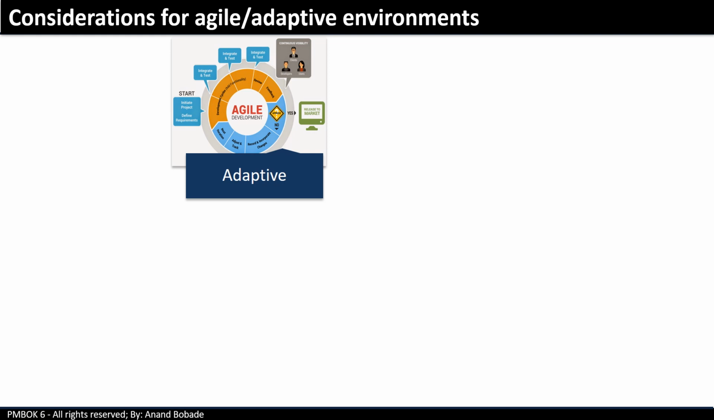What are the considerations for agile and adaptive environments? The PMBOK 6th edition has included the latest trends in project management. One of the key trends is adaptive project management. You may use Agile, Scrum, or XP methodologies to execute such a project. There is a lot of emphasis on the project team and team collaboration.